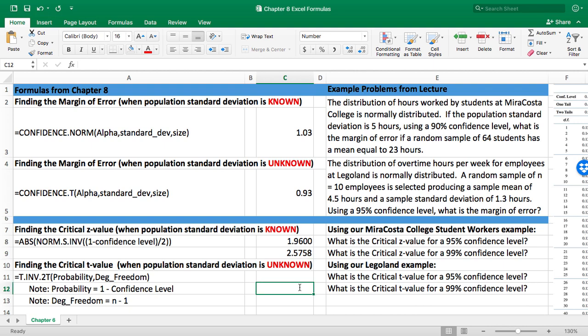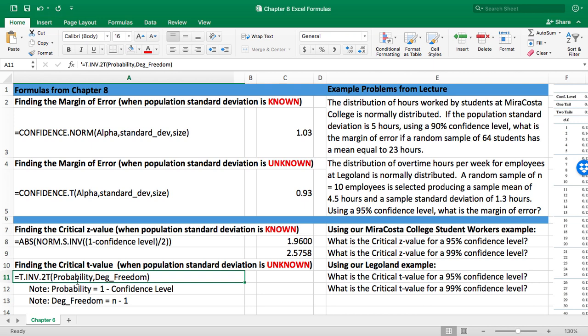Now, just below here are the formulas if we are looking for a critical t-value. Recall that we look for t-values when we don't know the population standard deviation, just like we saw in our Legoland example. So for instance, what is the critical t-value for a 95% confidence level? So here's the formula to find a critical t-value, where t reminds you that, hey, this is a t-value, and 2t because there's two tails.